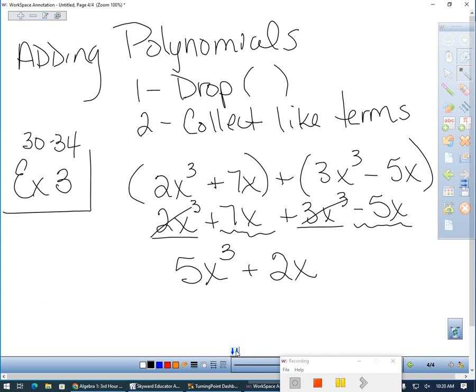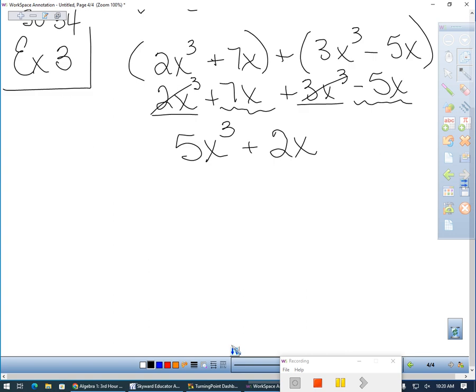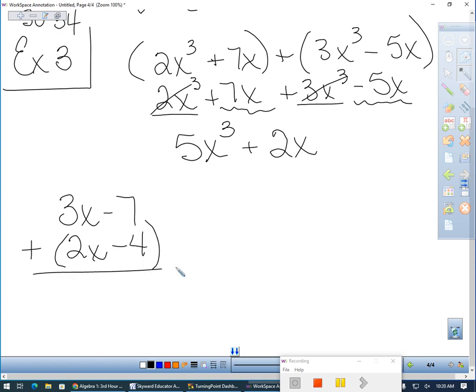Okay, now, remember that our books are a little old. See how I wrote this one horizontally, like next to each other? They wrote a couple of them vertically. So I just want to show you what that looks like. Make sure we talk about it for a second. Okay, so they wrote it like this. Maybe they have 3x minus 7 plus a parenthesis 2x minus 4. Like that. So when you write it down, how do you think I want you to write it? Yes, horizontally without the parentheses, right? So this becomes 3x minus 7 plus 2x minus 4.